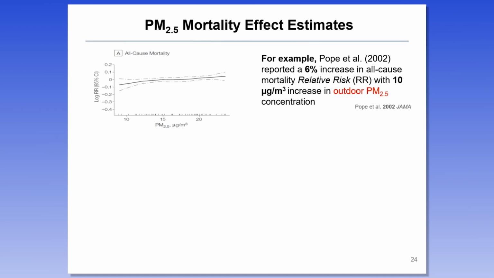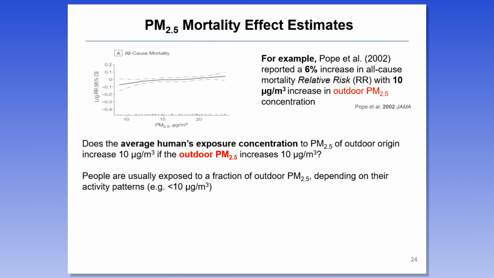For example, in the Pope et al. 2002 study, they reported a 6% increase in all-cause mortality-related risk with a 10 microgram per meter cube increase in outdoor PM2.5 concentration. But the question here is, does the average human exposure concentration to PM2.5 of outdoor origin actually increase 10 micrograms if outdoor PM2.5 increases 10 micrograms per meter cube?